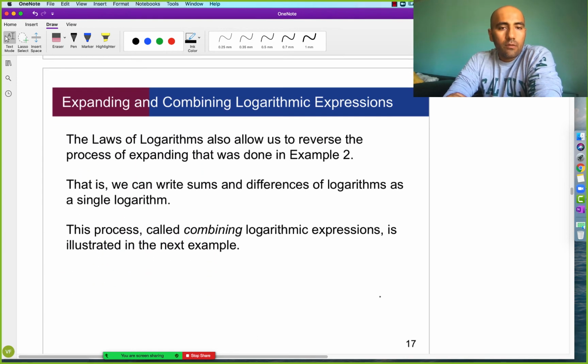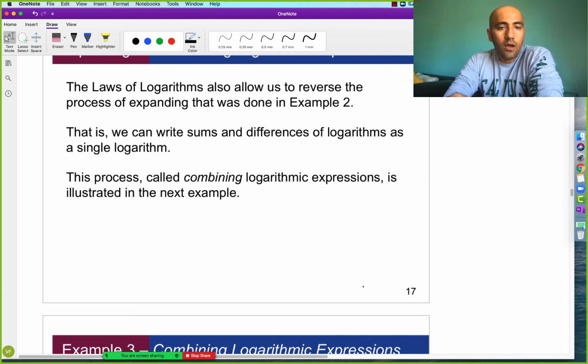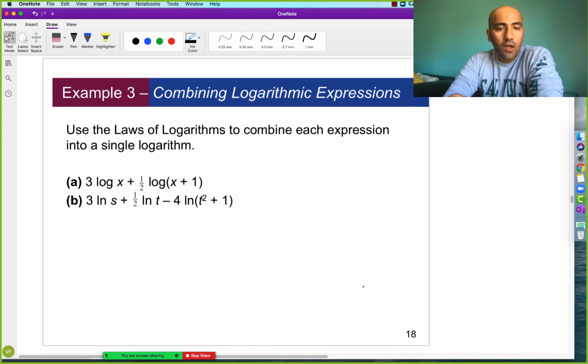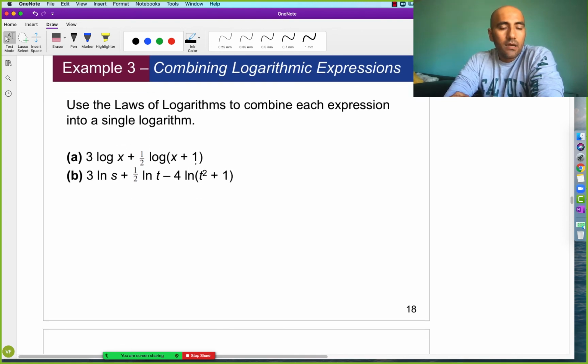So the logarithms can also serve us in the process of expanding, that was done in example 2. That is, we can write sums and differences of logarithms as a single logarithm. So combining logarithms, we can go backwards. So given a long expanded expression like this one, we can use the properties of logs to combine the whole thing into one big happy log.